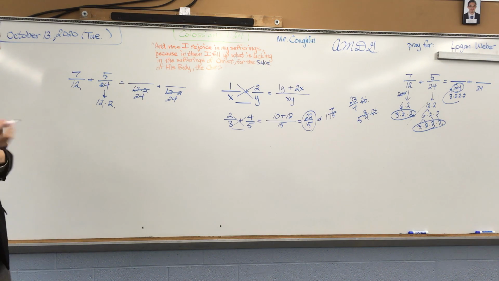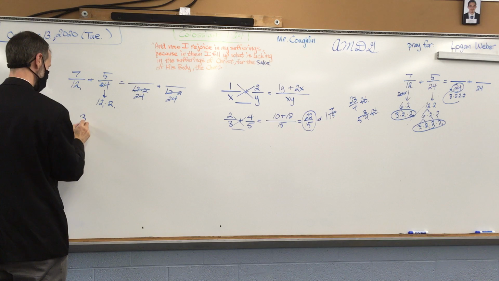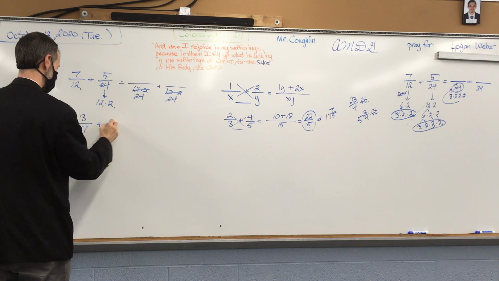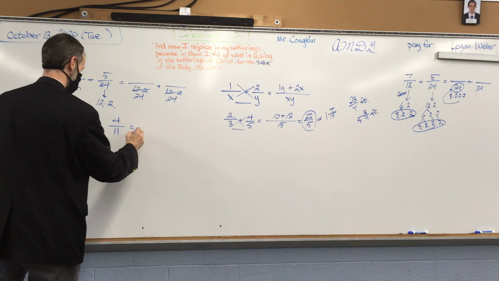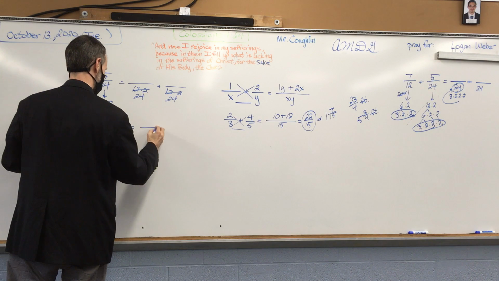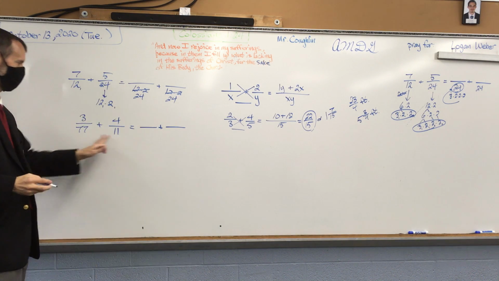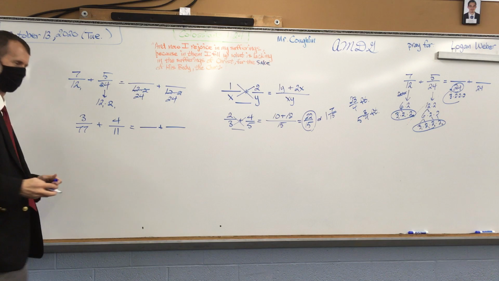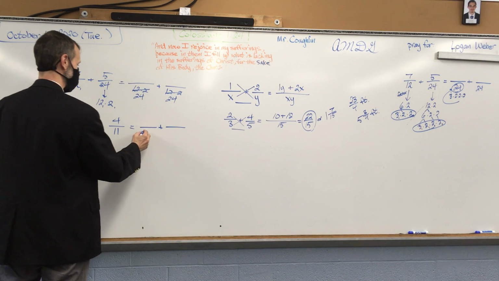Try this. Can somebody tell me the best common denominator for this one? Go. 4, 7. What should I put on the bottom? 77.